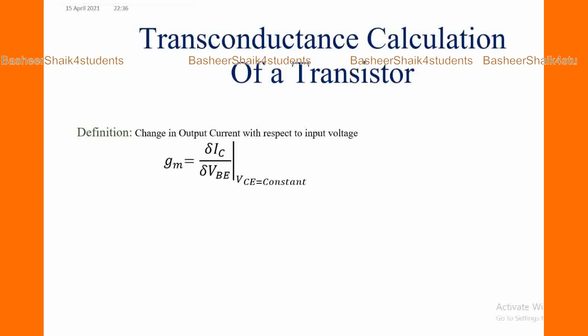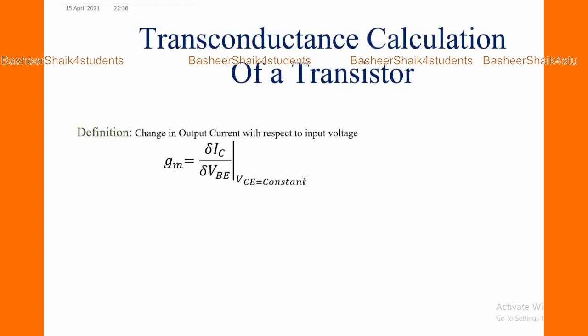Today, our topic is transconductance calculation of a transistor. Coming to the definition of the transconductance, it is a change in the output current with respect to the input voltage. So, for a transistor, the transconductance is defined as Gm is equal to change in the IC with respect to change in the VBE by making the VCE equal to constant.